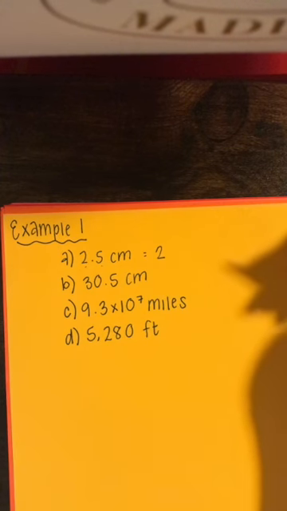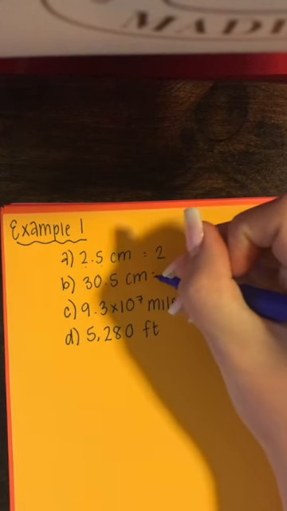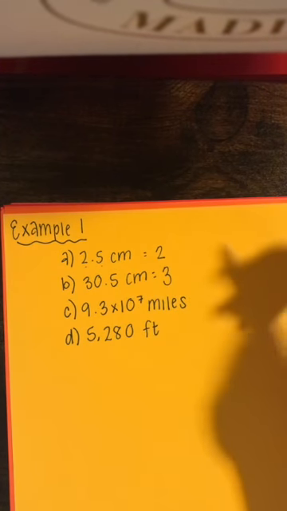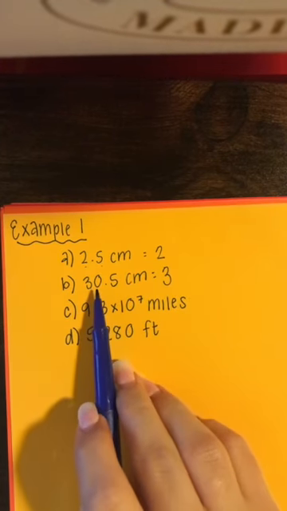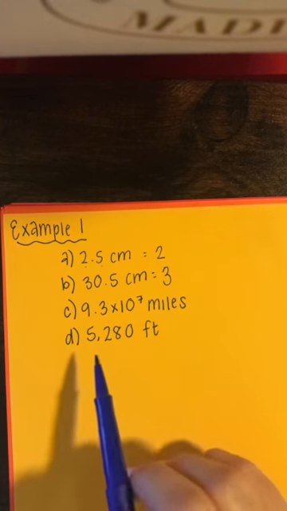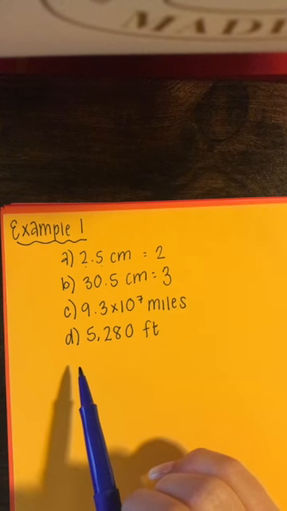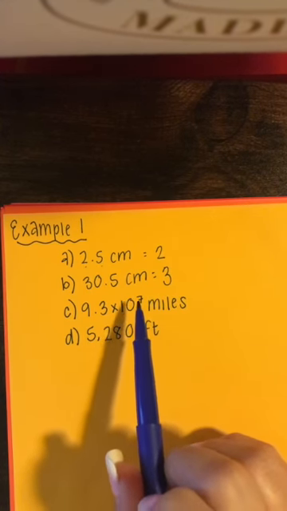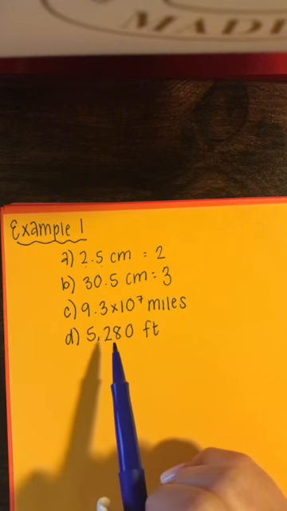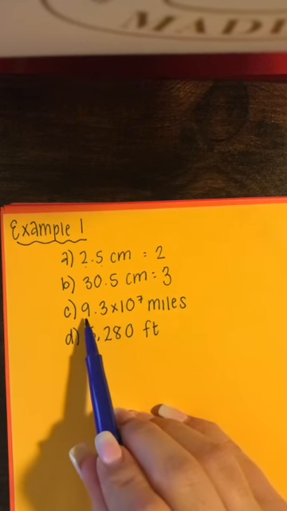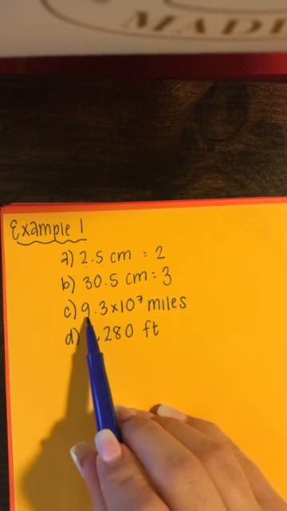For B, a ruler is about 30.5 centimeters long. This will be 3 significant digits because we are still counting this 0 because it is between 2 non-zero digits. For C, Earth's average distance from the sun is about 9.3 times 10 to the 7th miles. So for this, we are just going to continue counting the non-zero digits. So we have 1 and 2.